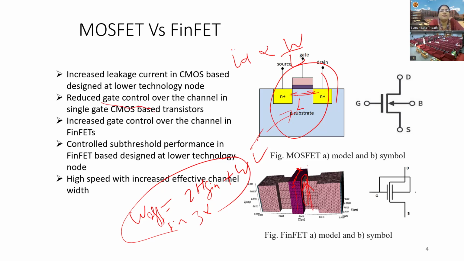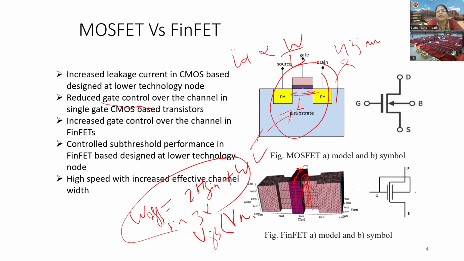Even when the voltage is less than the threshold voltage, the device should not conduct. But that will not be the case in 45 nm conventional CMOS. When we talk about FinFET, the gate is all around the channel, so it will have more control over the channel. So if the gate voltage is less than the threshold voltage, it will have more control in comparison to a conventional MOSFET.